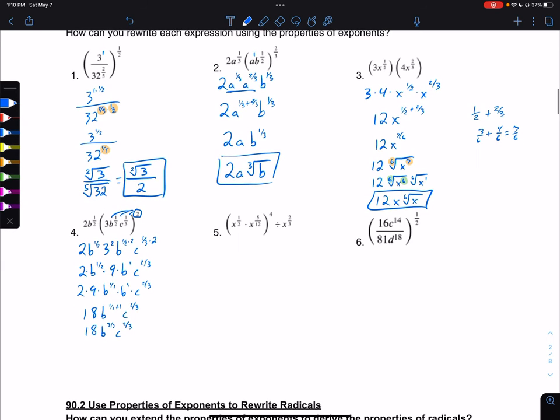No fractional exponents, so 18 square root of b cubed, cube root of c squared. The b value, notice that the index is less than the number inside, so we need to split this up into the square root of b squared, square root of b to the 1st. So finally, we get 18b square root of b cube root of c squared.